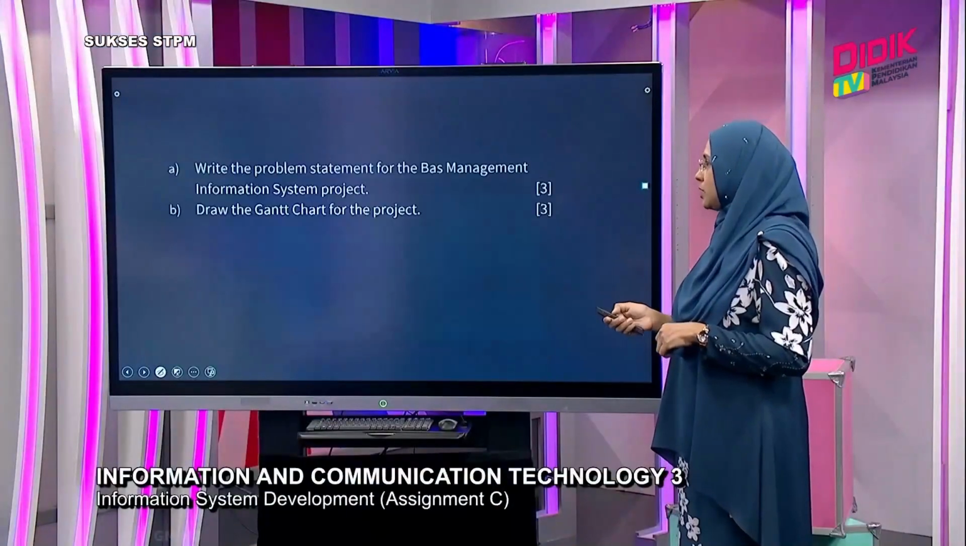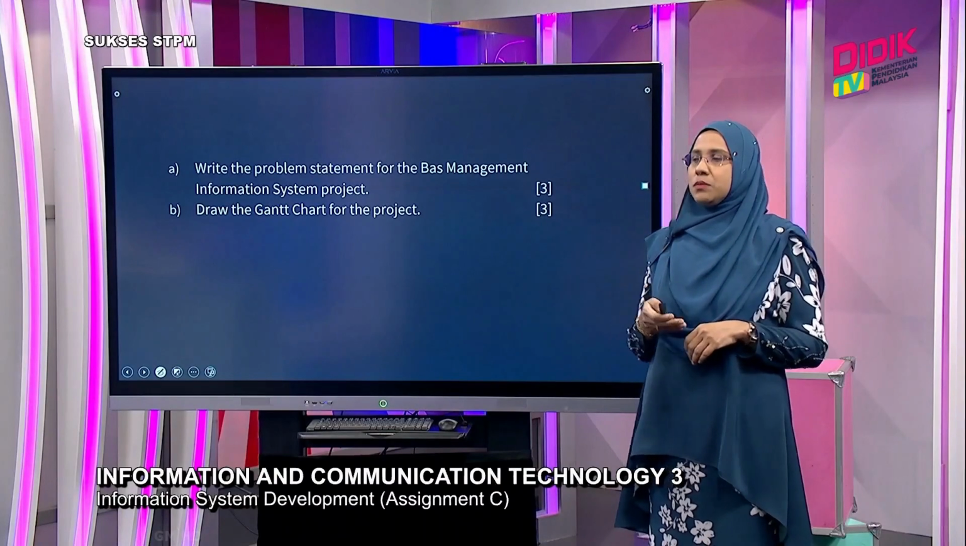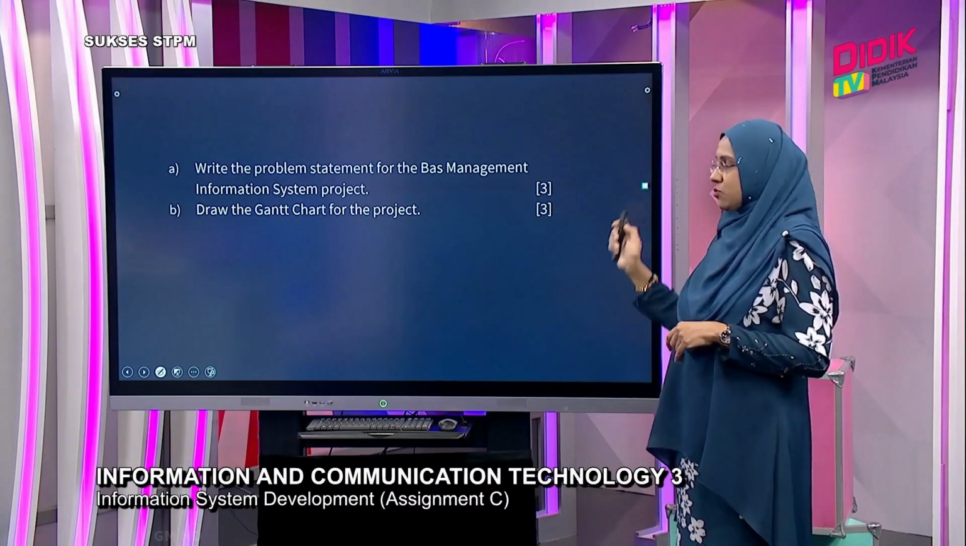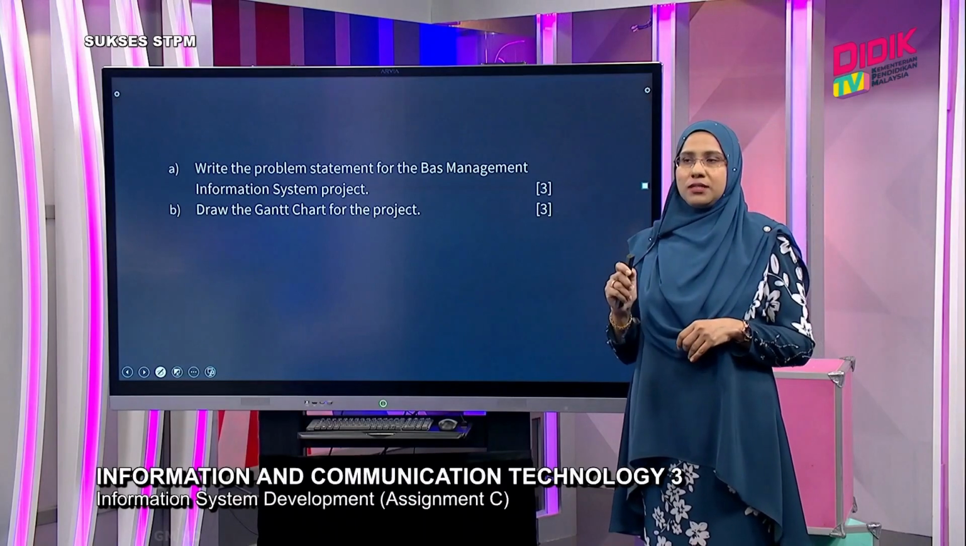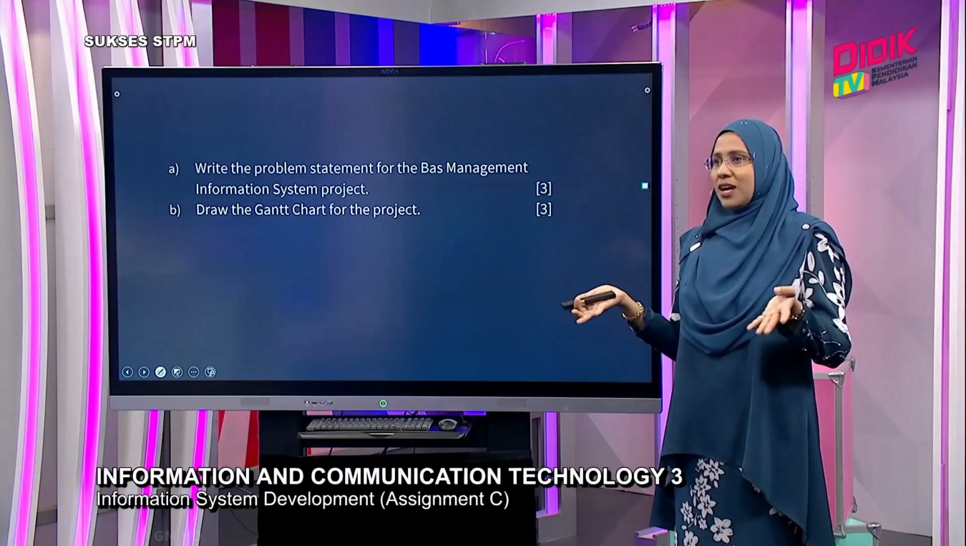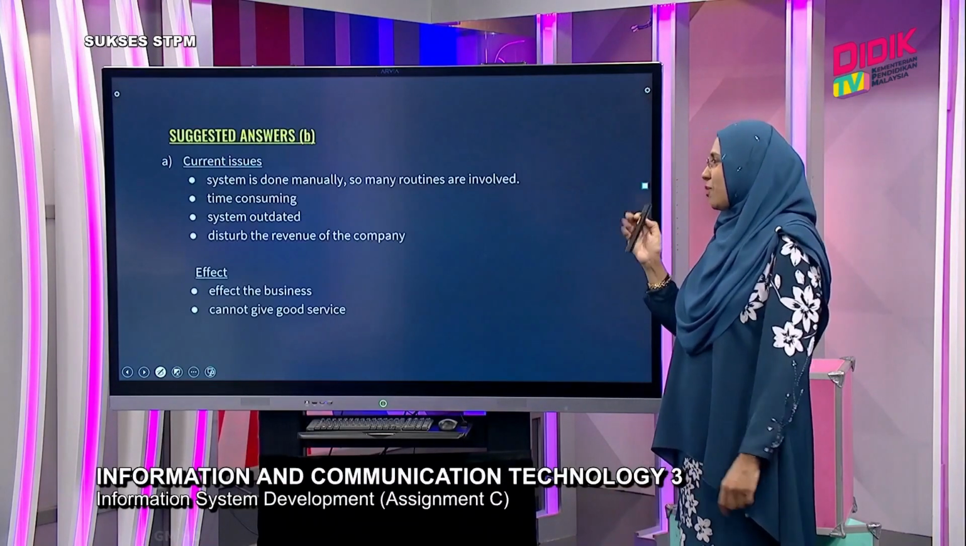So now look at the question. What do they want? Write the problem statement for the bus management information system. It's in the question just now. Marks: 3. And then draw a Gantt chart. If you forgot how to draw the Gantt chart, then 3 marks gone. Okay, so the problem statement.